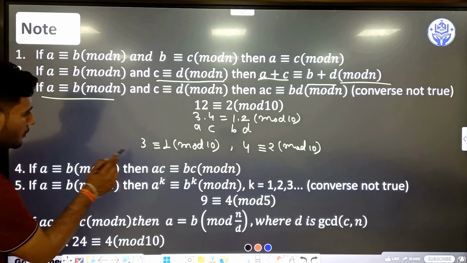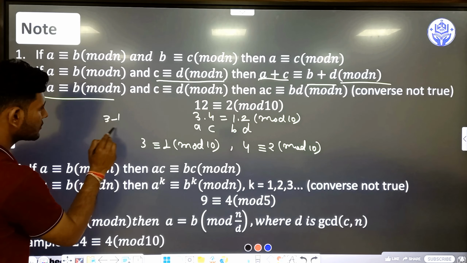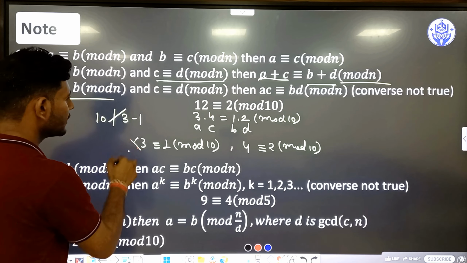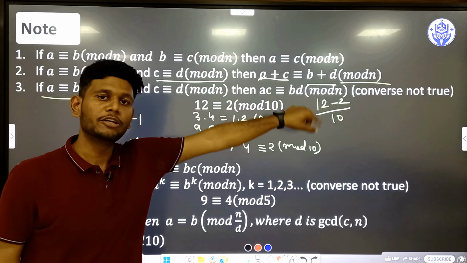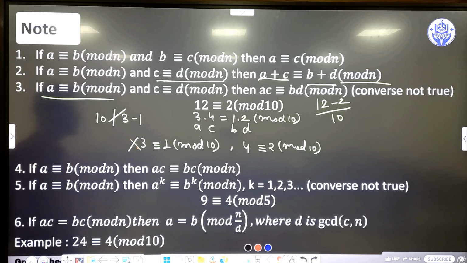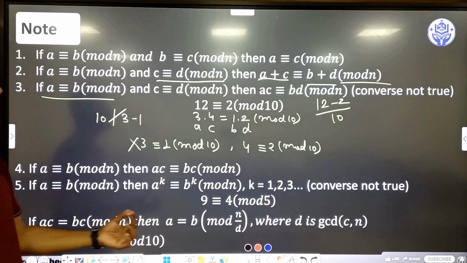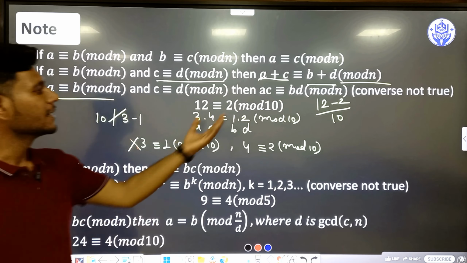Okay, now here, what is this? 3 minus 1 divided by 10. Just see, is my 10 dividing 3 minus 1? It is not dividing, it is wrong. But here it is a congruent modulo. 12 minus 2 divided by 10, it is dividing. It is a congruent modulo, and this is the form of A into C, B into D, but this property is not holding. So the converse is not true for this particular result.